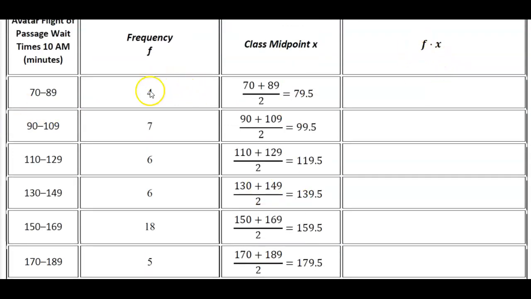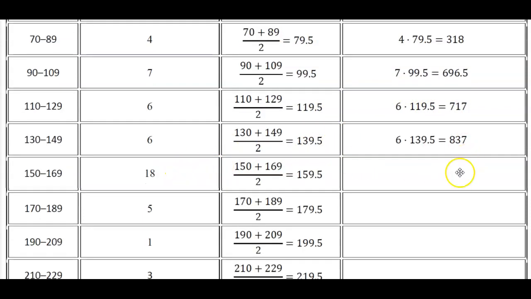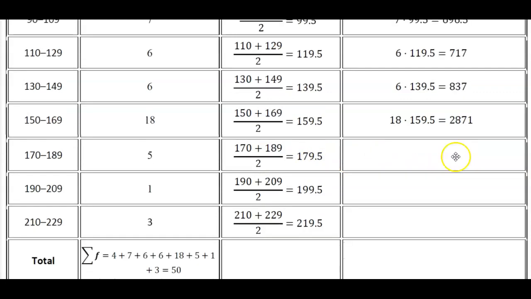Now we want to take the frequency and multiply it by the class midpoint. For the first one, if we take 4 and multiply it by 79.5, we get 318. If we take 7 and multiply it by 99.5, we get 696.5. If we take 6 and multiply that by 119.5, the class midpoint, we get 717. If we take 6 and multiply it by the midpoint of 139.5, we get 837. If we take 18 and multiply it by the midpoint of 159.5, we get 2,871.